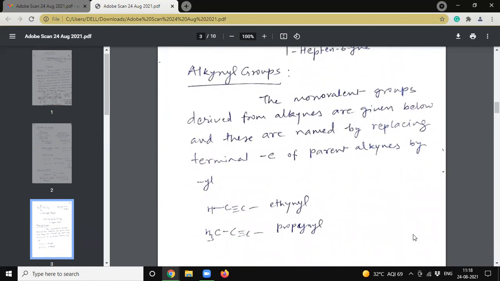Alkynyl groups. The monovalent groups derived from alkynes are given below, and these are named by replacing the terminal e of parent alkynes by yl. See here, this is ethynyl, propynyl.